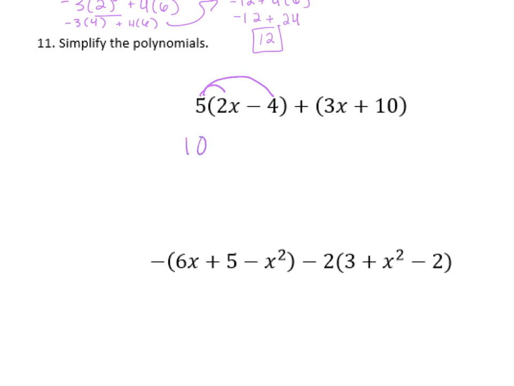So I'm left with 10x minus 20 plus 3x plus 10. I can drop the parentheses on the second part. Now I'm just combining my x's and then my constants. So if I have 10x plus 3 more x's, I'm left with 13x. Negative 20 plus 10 is a negative 10.